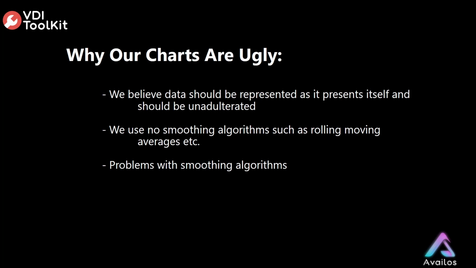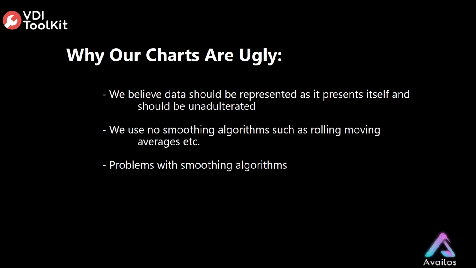Well, it means we use no smoothing algorithms on our charts, such as rolling moving averages, etc. Many other companies, when providing charts, are so worried about making them pretty, they modify the data with smoothing algorithms. You are in essence not seeing the true representation of the data when such algorithms are used. This can lead to thinking there isn't a problem when there actually is one. We choose to focus on a true representation of data versus a pretty representation of data. We believe this will equip you with better tools to help make better decisions within your virtual desktop environment.